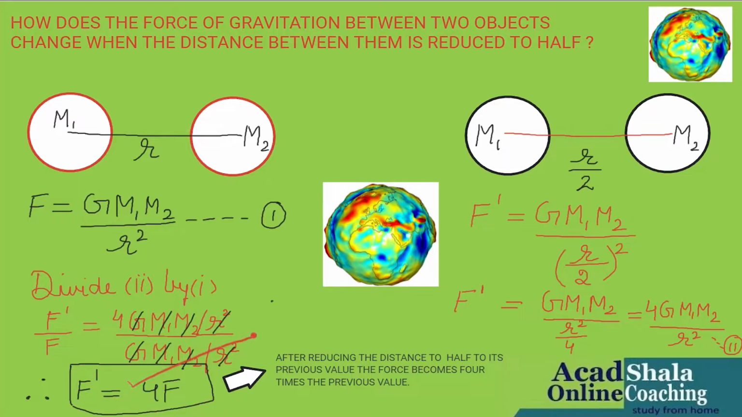Now what does it mean? That means you have to write it in words also. Whatever you have taken out according to the expression given in the numerical, after you have finally done with the expression over here, F dash is equal to 4F. Now I will write it in words. It goes like this: after reducing the distance to half of its previous value, the force becomes 4 times the previous value. This is what I have shown over here, and then I have put it in these words to give the final look of the numerical.